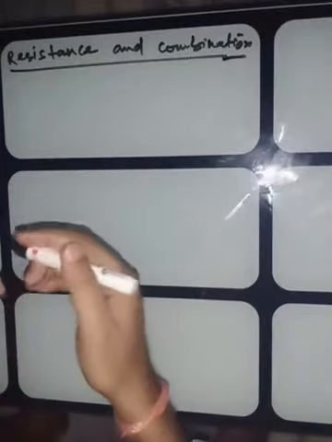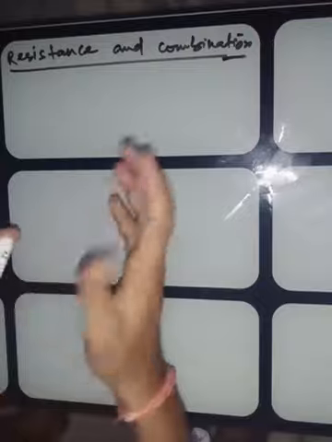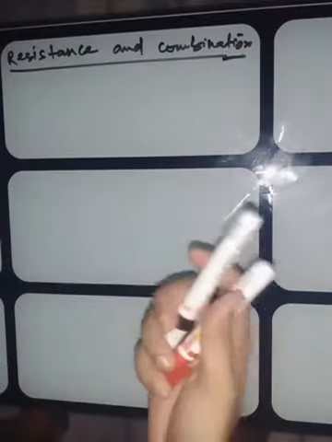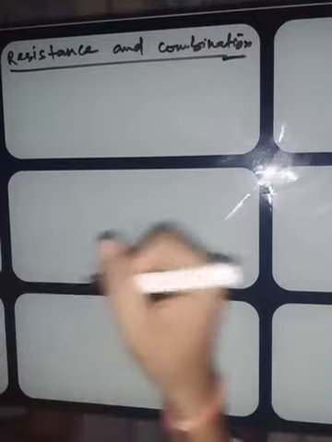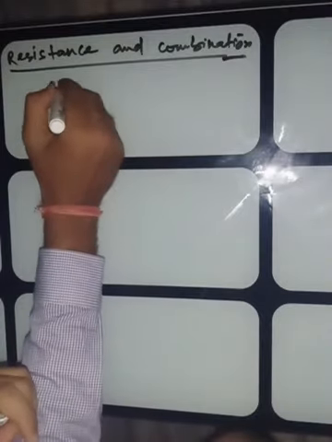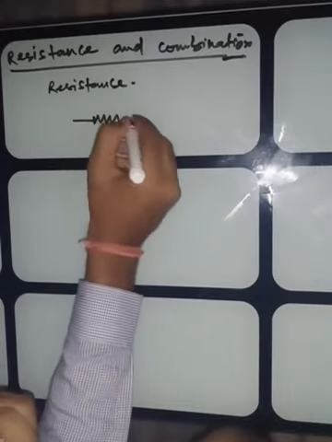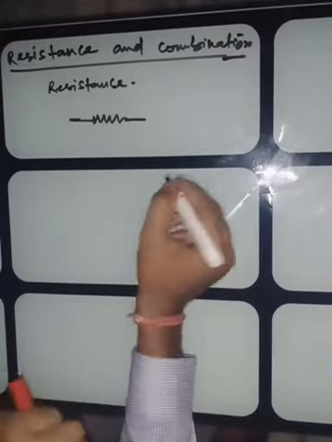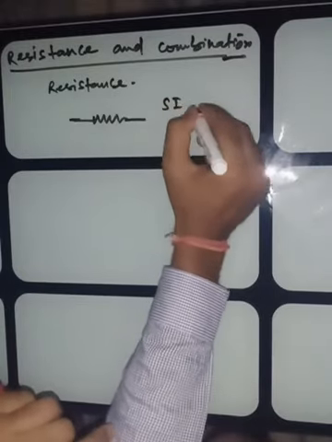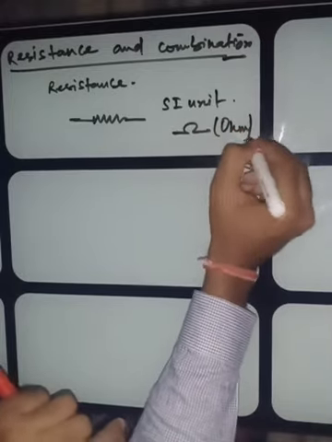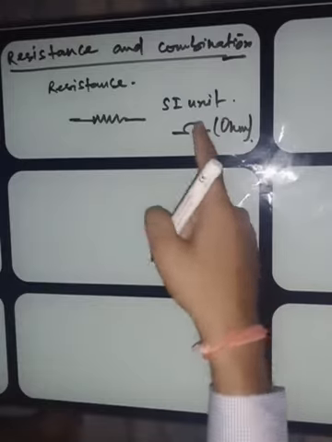Resistance and combination. Okay, so already we have studied about resistance. What is this? Resistance is nothing but the obstacle offered by the charge carriers to the conductor in which the current is flowing. Okay, the symbol of resistance we will use like this one. This is the symbol. And the SI unit we use is ohm. Okay, this will be the SI unit.